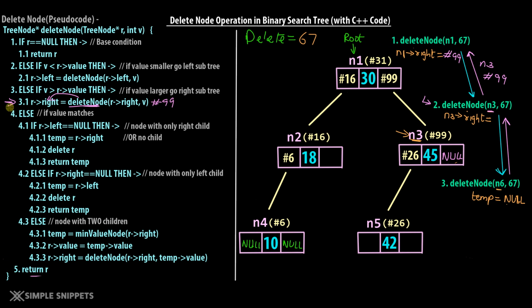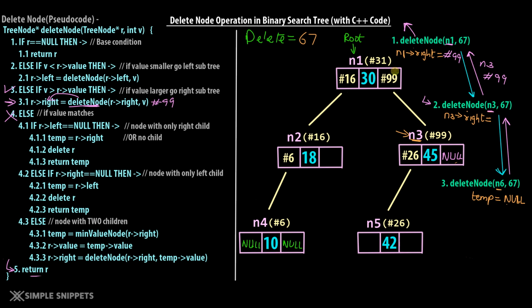After step 3.1, you'll not execute step 4. As I mentioned, only one out of the if, else if and else will be executed, and since step 3 was executed, step 4 will not be executed. We will directly go to step 5, which is return r, and r at this step is nothing but n1's address will be returned back to the main function. So this first delete node operation was called in the main function, remember that. So when it completes its execution, it will return back n1's address in the main function.